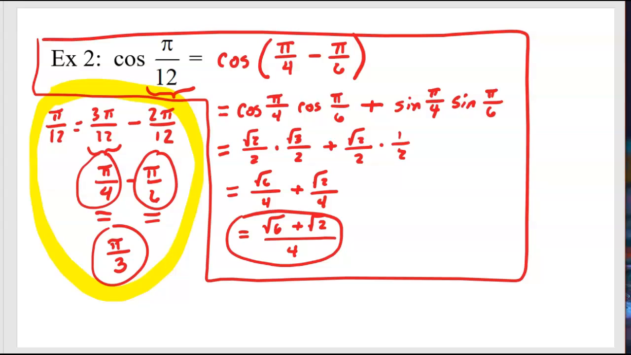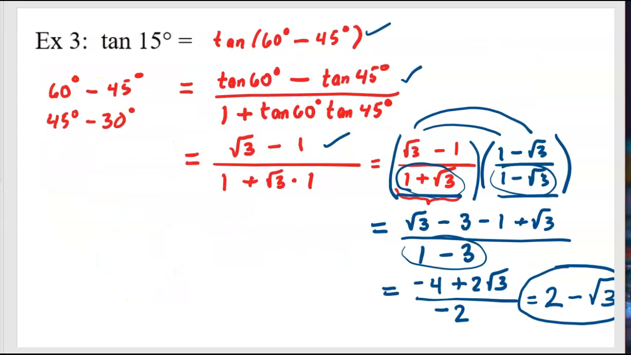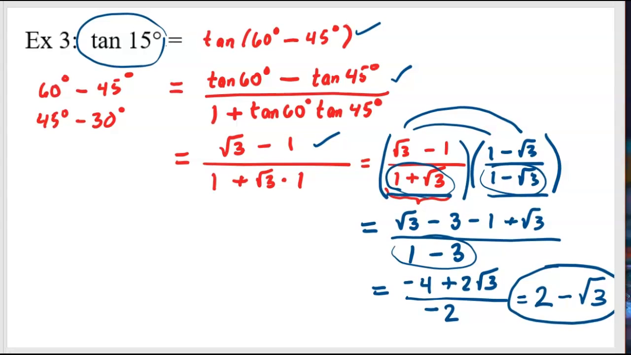Example 2, you can type cosine of pi over 12 in your calculator. Make sure that it's in radians. And then you can type in root 6 plus root 2, all divided by 4. And you can actually show that those are the same. Same thing with tangent. So you can type tangent of 15 degrees in your calculator, get some crazy decimal, and then 2 minus root 3, enter. And you'll see on your home screen that tangent of 15 degrees gives you a decimal. 2 minus root 3 gives you the same decimal approximation.